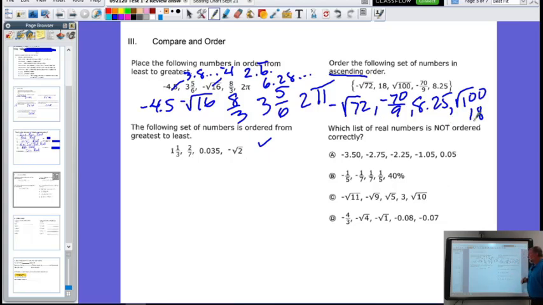And then on this last one, which one is not ordered correctly? D is not ordered correctly, because this right here, you got -4/3, which will give you -1.3 with a bar, and then the square root of 4 is actually -2. So this one should be on this side of the -4/3 instead of on the side that it is.